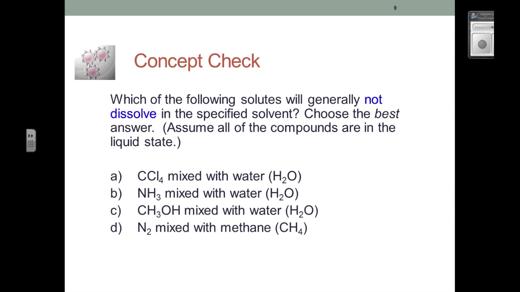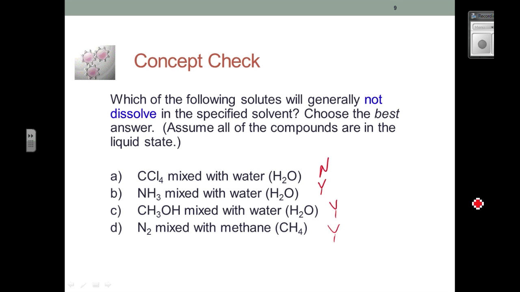Take a look at this question now. Answer this question. First one. Will carbon tetrafluoride mix with water? No. Why? So we're going to say no. Now NH3 mix with water? Yes. Why? Good. CH3OH, methanol and water. Yes? Good. And then N2 and methane. Yeah, good. Why does that one work?